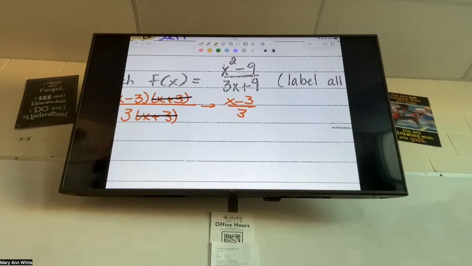We can do x divided by 3. Well, that's going to be 1/3 x. And I can do negative 3 divided by 3 and get -1.